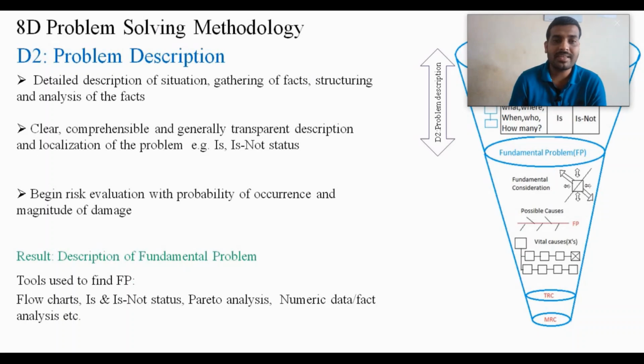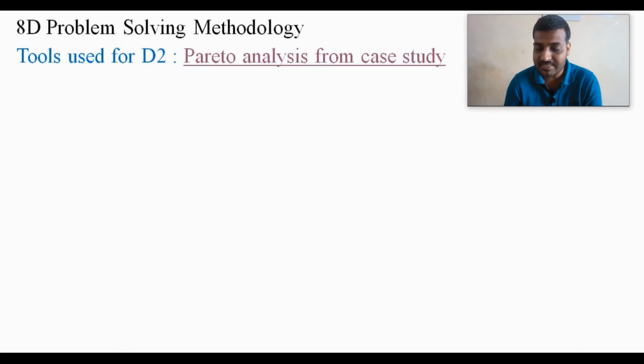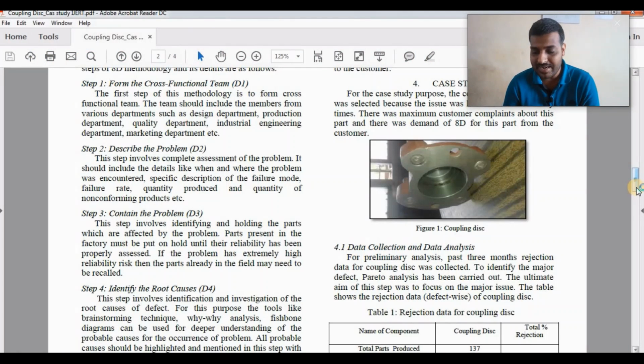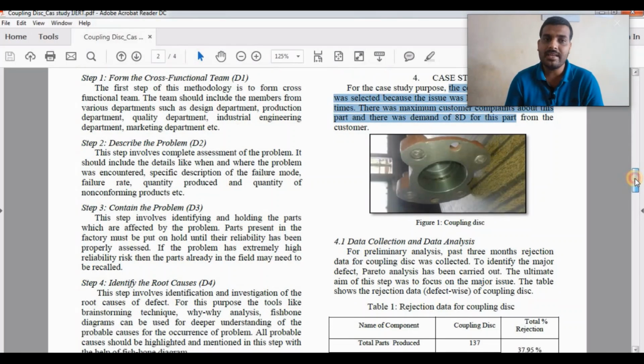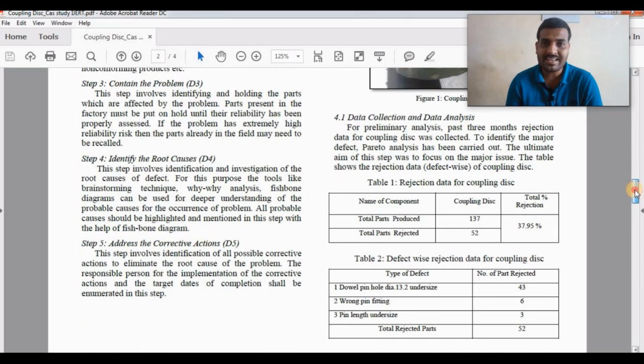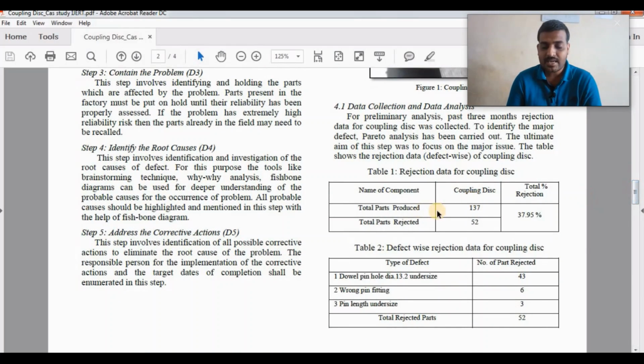Okay, what they have done for the data collection and data analysis: the past 3 months rejection data of coupling disk was collected, and then they identified the defects and the Pareto analysis was done. So here you can see the total number of parts produced is 137 and parts rejected are 52. It means that the percentage rejection is around 38%. Then they categorized the rejection into various defects like dowel pinhole dia 13.2 undersize, then wrong pin fitting, and then pin length. Okay, so with this they have created the Pareto chart.